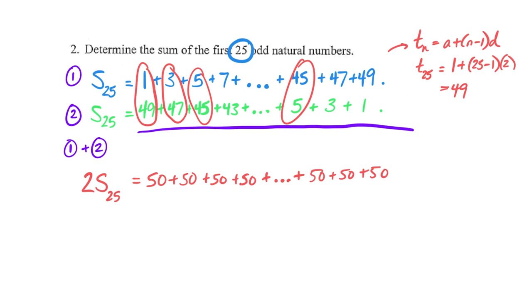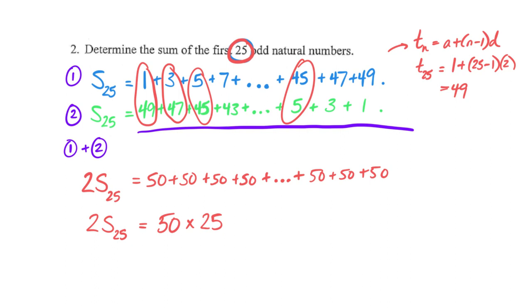Now, why was that useful? Well, my left side is still 2 times the sum of 25 terms, so I know I've got double what I need. But at least I see on the right side that I'm going to have 50 a bunch of times. Like I'm repeatedly adding 50. Well, repeated addition is multiplication, so I could just multiply that 50 by the number of them I have on the right side of my equal sign. And if we go back to the original question, it was 25 odd natural numbers, then I'm going to multiply that by 25.